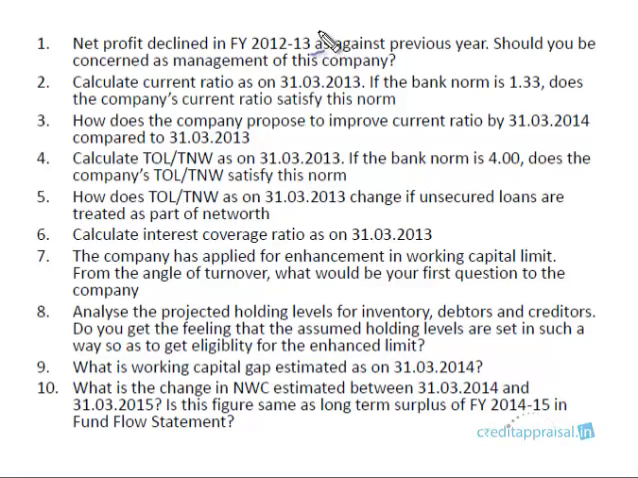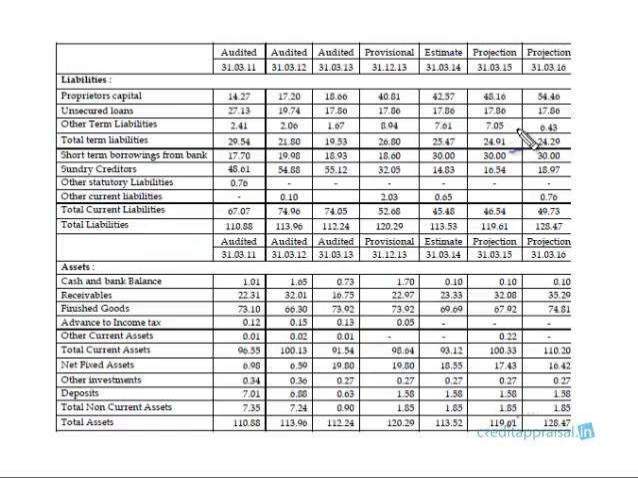Let us look at the second question. So calculate current ratio as on 31/3/2013. If the bank norm is 1.33, does the company's current ratio satisfy this norm? So let us calculate the current ratio. Current ratio, you need to go to the balance sheet. Let us see the current ratio as on 31/3/2013.